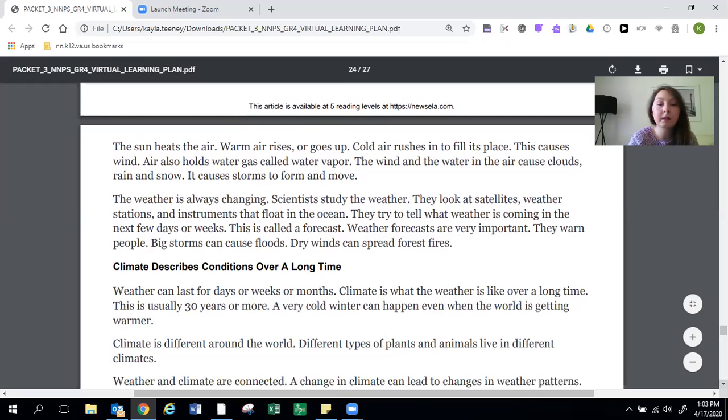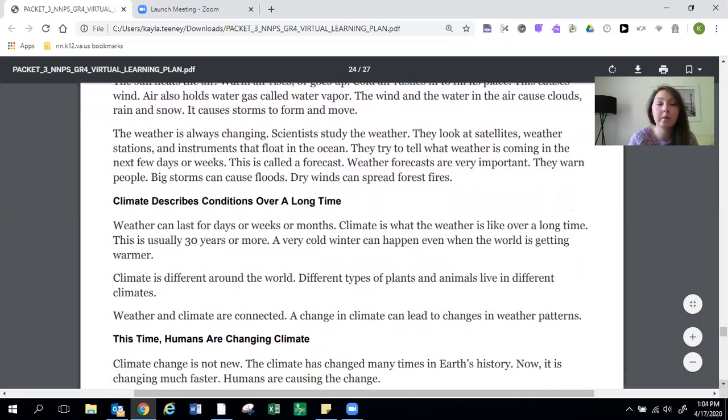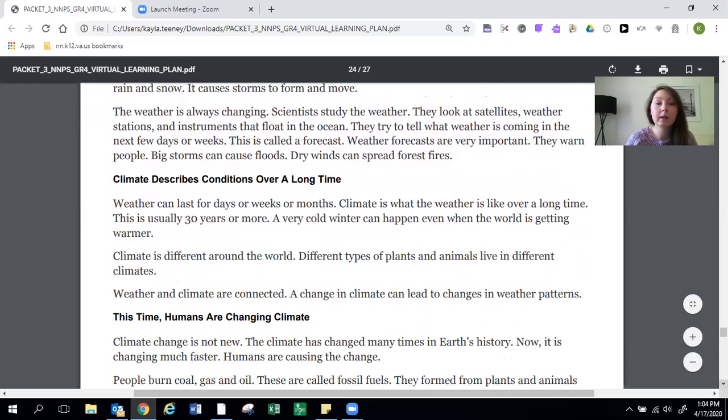Climate describes conditions over a long time. Weather can last for days or weeks or months. Climate is what the weather is like over a long time. This is usually 30 years or more. A very cold winter can happen even when the world is getting warmer. Climate is different around the world. Different types of plants and animals live in different climates. Weather and climate are connected. A change in climate can lead to changes in weather patterns.